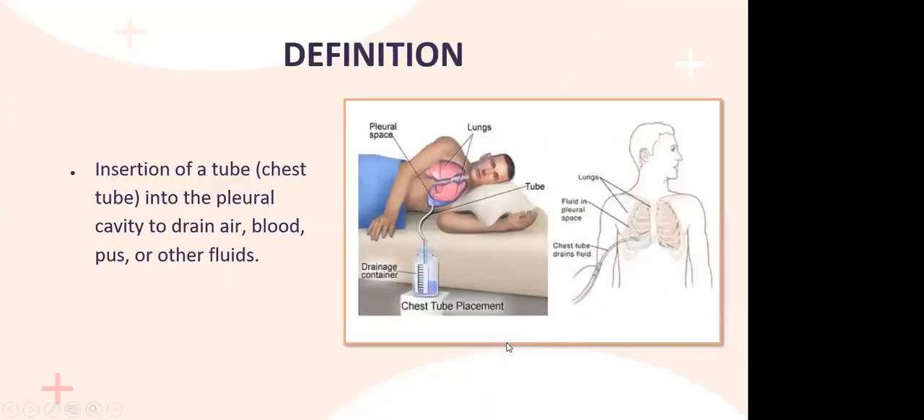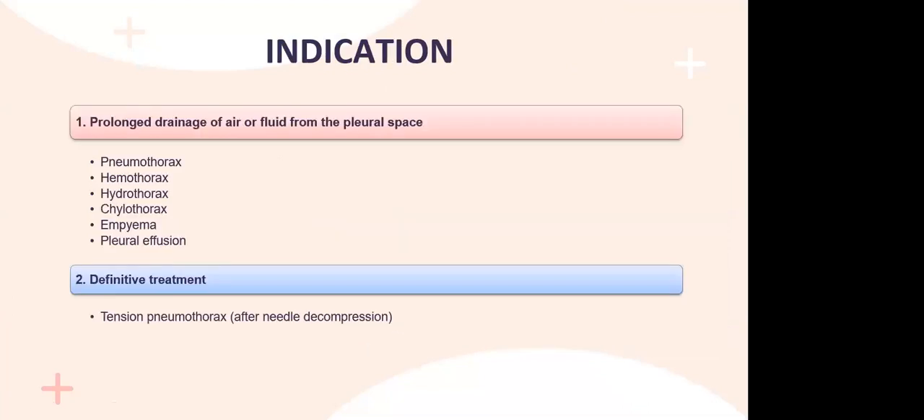Okay. So what is the definition of chest drainage? Chest drainage is the insertion of a chest tube into the pleural cavity to drain air, blood, pus, or other fluids. Next. So we have two indications for chest drainage. The first one is for prolonged drainage of air or fluid from the pleural space. For example, in the condition of pneumothorax, hemothorax, hydrothorax, chylothorax, empyema, and pleural effusion. The next indication is for definitive treatment of tension pneumothorax after needle decompression. Next.